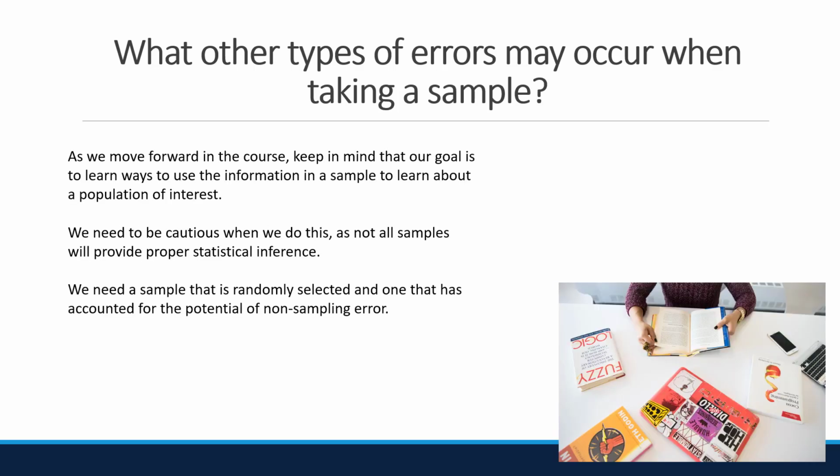As we move forward in the course, keep in mind that our goal is to learn ways to use the information in a sample to learn about a population of interest. We need to be cautious when we do this, as not all samples will provide proper statistical inference. We need a sample that is randomly selected and one that has accounted for the potential of non-sampling error.